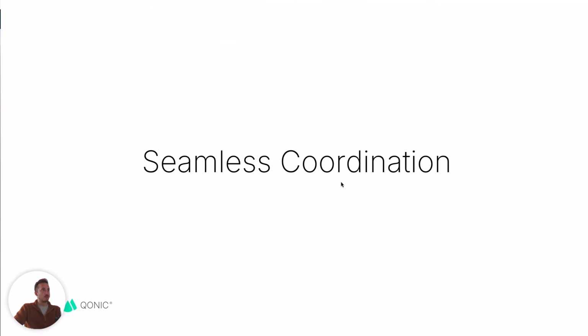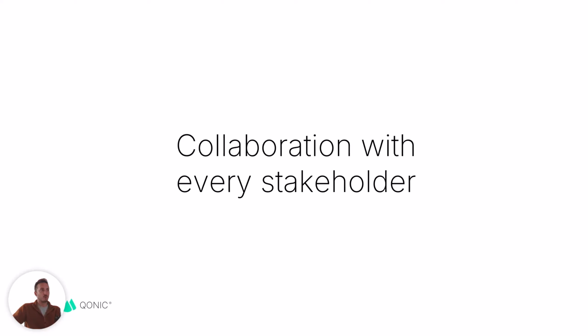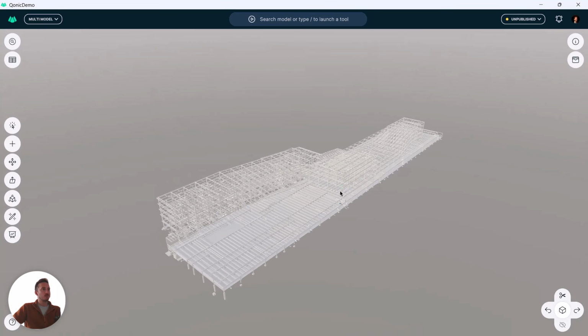Now, next topic I want to talk about is the collaboration with multiple stakeholders. So obviously, Qonic is a cloud platform, which means it allows for more fluent and more easy collaboration with different stakeholders within the project. And let me actually simulate a sort of multi-user environment.